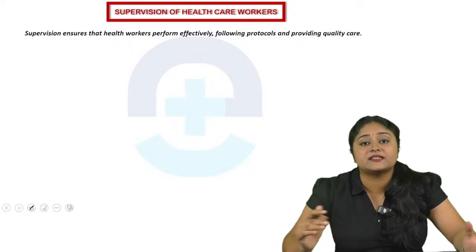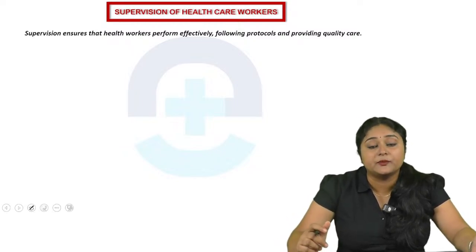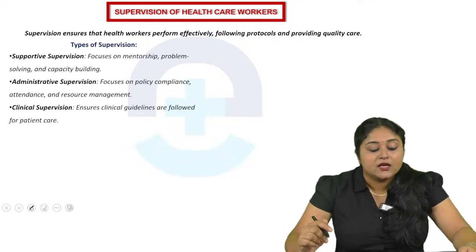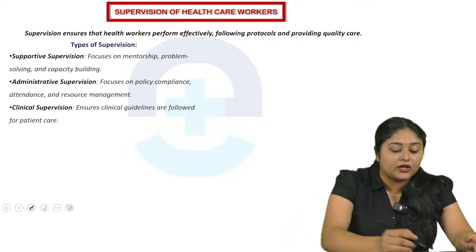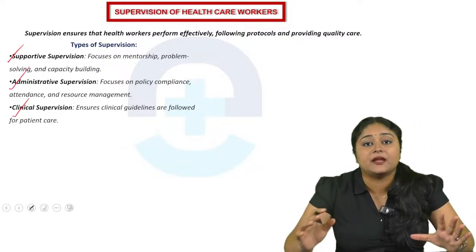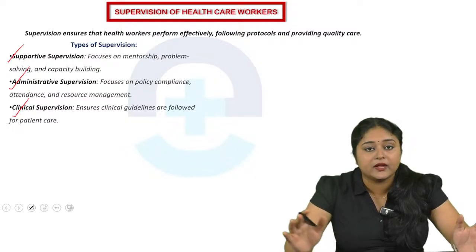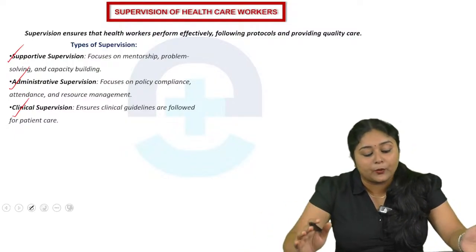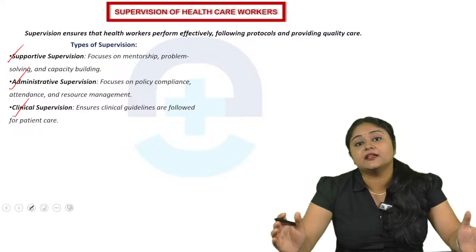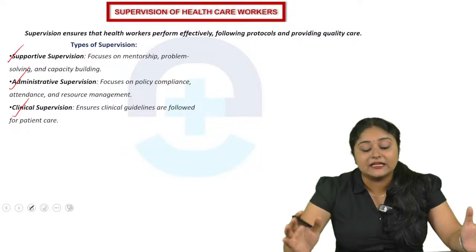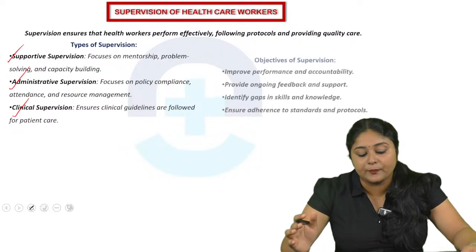Supervision ensures the healthcare workers are performing effectively, following protocols and providing quality care. So what are the types? First is supportive, next is administrative and the third is clinical. Supportive supervision mainly focuses on mentorship, problem solving and capacity building. Administrative supervision mainly focuses on policy compliance, attendance and resource management. And clinical supervision ensures the clinical guidelines are followed for patient care.